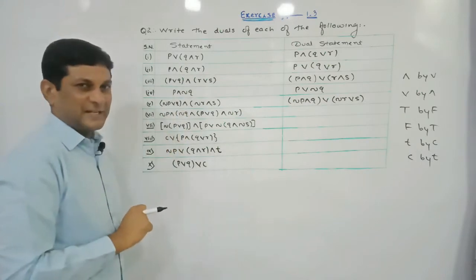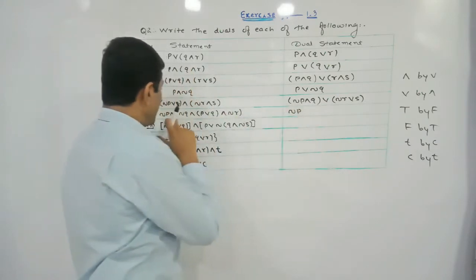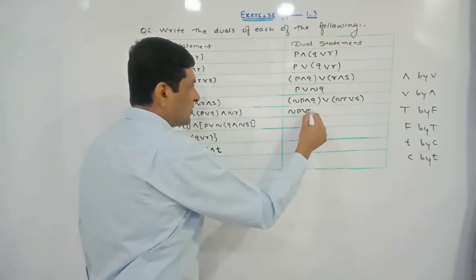Now observe the next statement. So here negation P, keep it as it is, negation P as it is, and will get replaced by or.